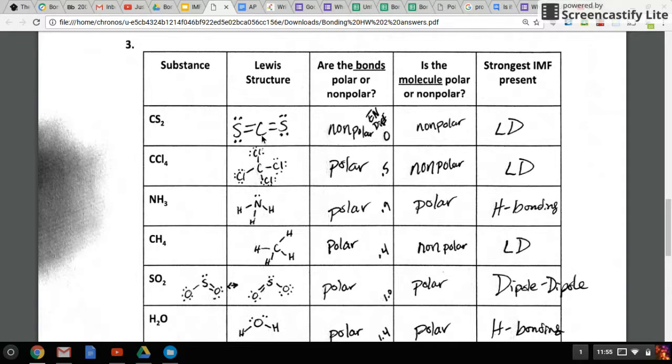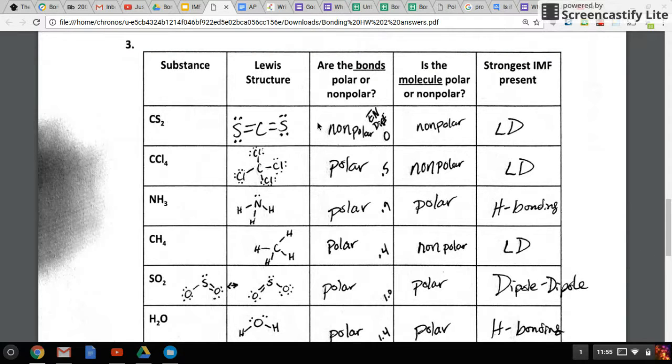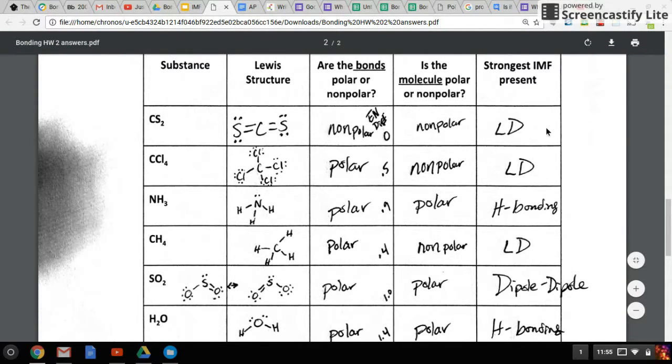So the first one, you end up with CS2. This ends up having a structure that looks like this. You find that there is no electronegativity difference between carbon and sulfur, making each of these bonds nonpolar. Because the bonds are nonpolar, there is no way you could have a polar molecule. So the molecule itself is also nonpolar. This is pretty rare for two different elements to have the same electronegativity unless they are the same element. So the strongest intermolecular force present is London dispersion forces.